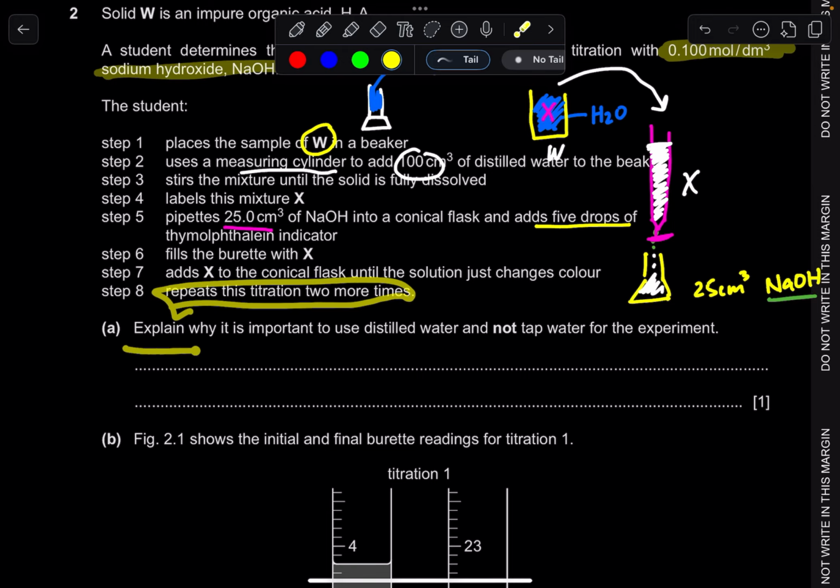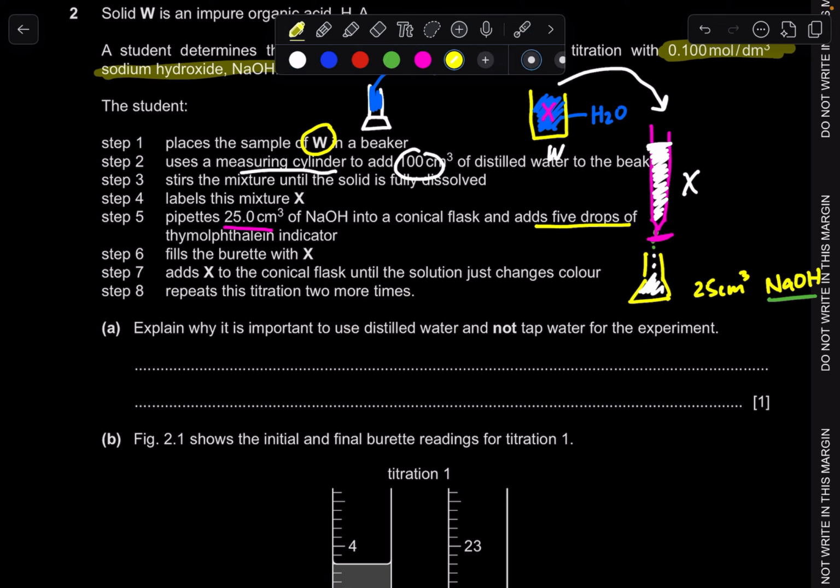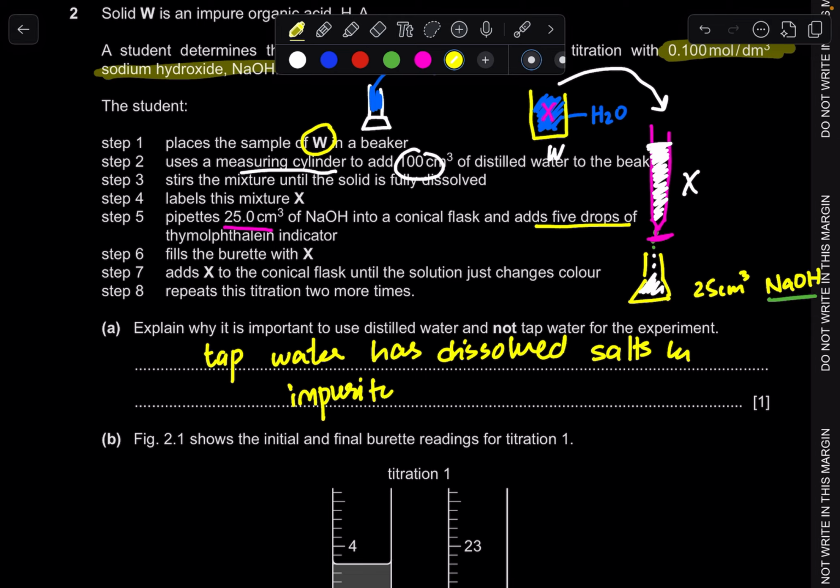Explain why it is important to use distilled water, not tap water. For this experiment, tap water has dissolved salts and impurities in it, so we never use tap water in our chemistry lab experiments. Dissolved salts are not good for the experiment, so we avoid it. There can be chloride ions, or some sodium ions in tap water which are going to ruin the experiment.